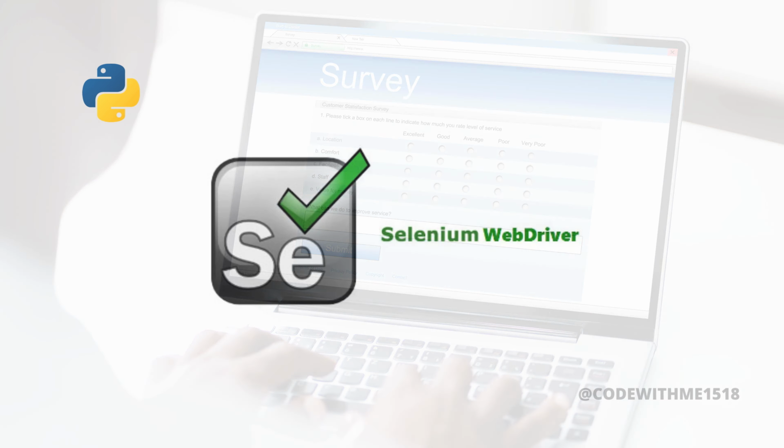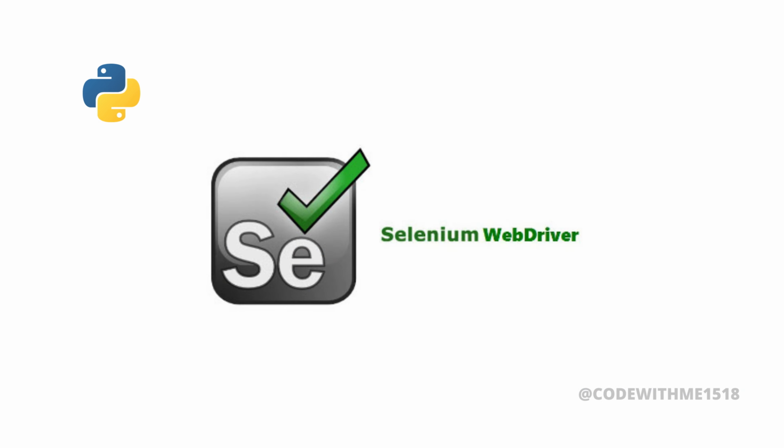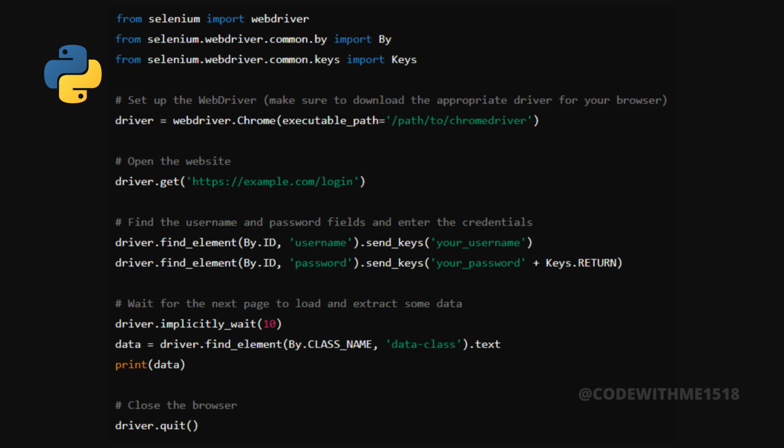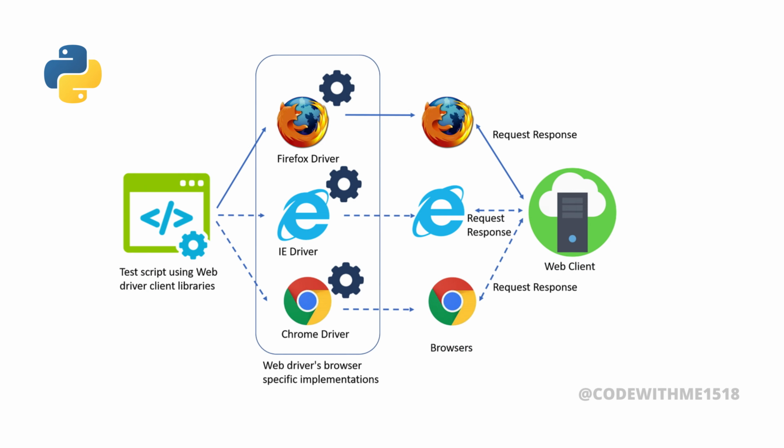Let's use Selenium to automate a simple task, like logging into a website and scraping some data from a logged-in page. This code snippet logs into a website by filling out the login form and then scrapes some data from the page you land on. Selenium is a game changer when it comes to automating tasks that require user interaction on the web.